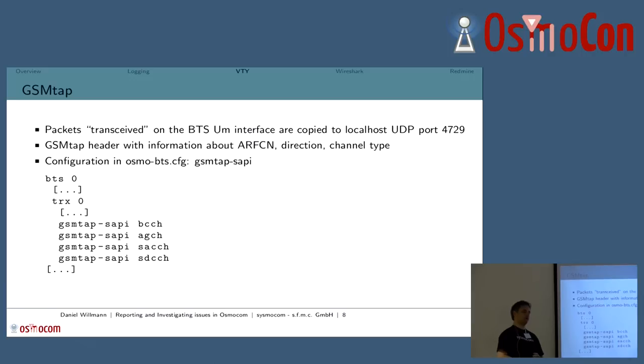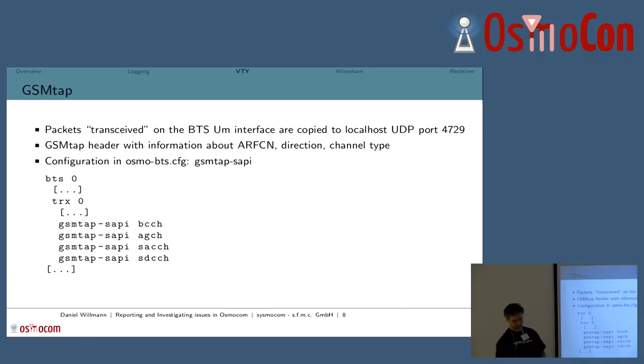GSMTAP is a neat way for the BTS, or for OsmoBTS, to send all the communication that is ongoing on the Um, so on the radio interface, to also send that to the network so we can capture it. There's a GSMTAP header which has the information that the actual message is missing. So what ARFCN are we sending on? Is it uplink, downlink? What is the GSM frame number? What is the logical channel, the lchan, and so on and so forth? And then the actual message that was either received by the BTS on the radio interface or sent out. So enabling GSMTAP, you can basically trace all the RF communication that is ongoing.